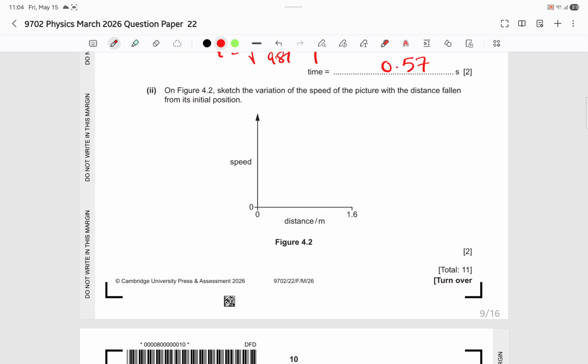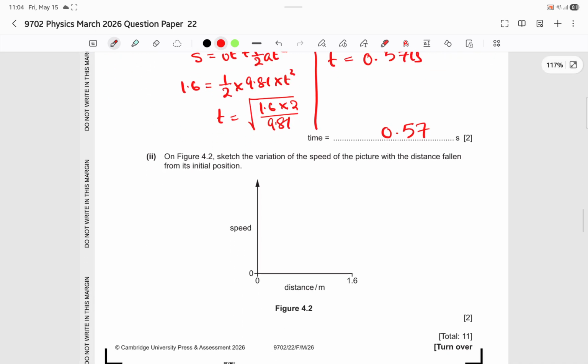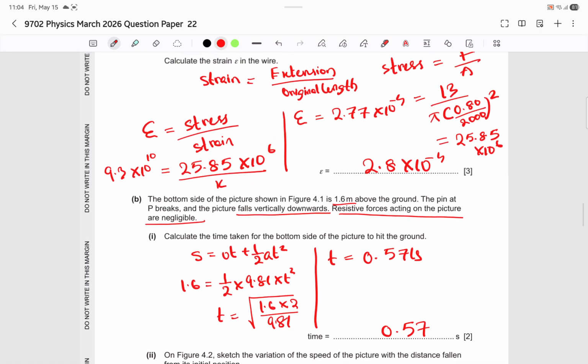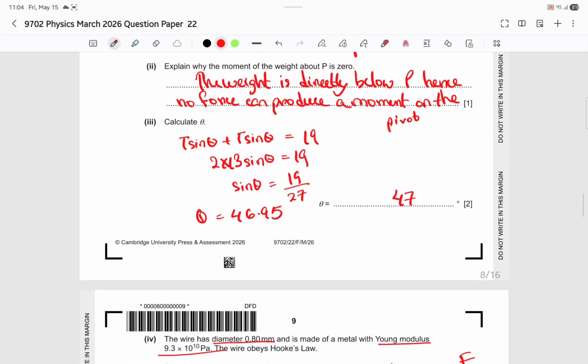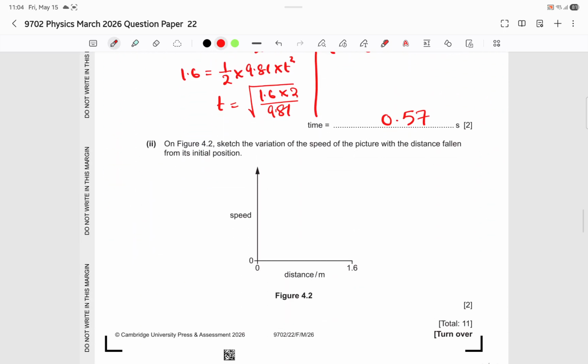From its initial position. Air resistance is negligible. But it won't be a straight line. If speed increases, of course, distance will increase, but what about the speed? Variation of the speed of the picture with the distance fallen from its initial position. So initially the speed will be 0, so it will start from the origin.